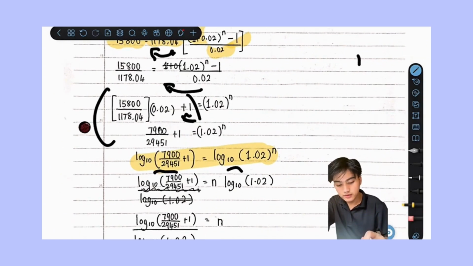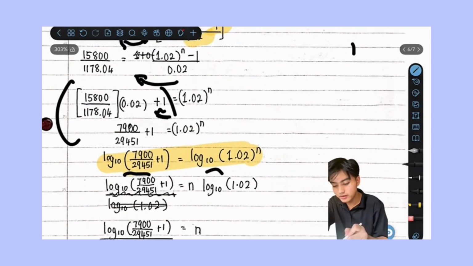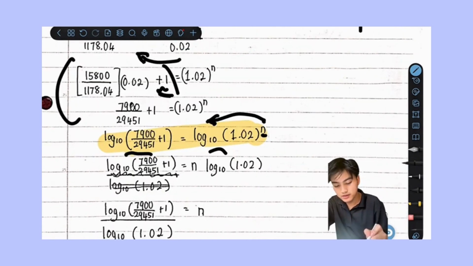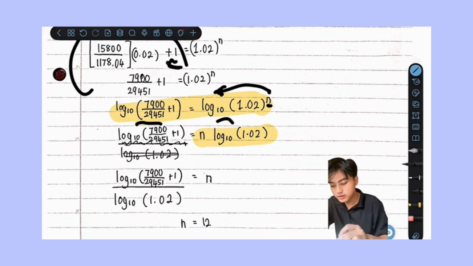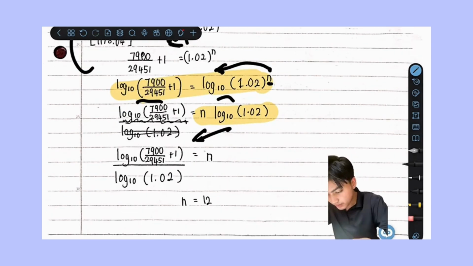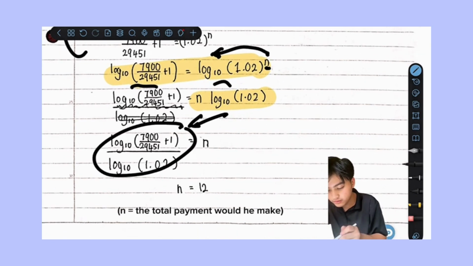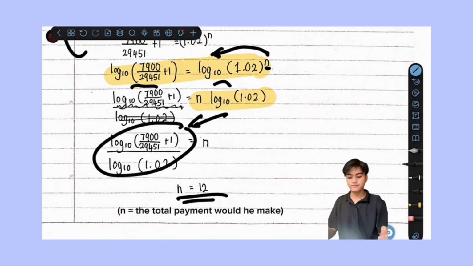And the log rule says that when we get the power here, we can move it to the front. It will become N log 1.02. So to find the N, we can move the log 1.02 base 10 to the left hand side and it became log (7,900 over 9,451 plus 1) over log 1.02. The final answer will become N equals 12.